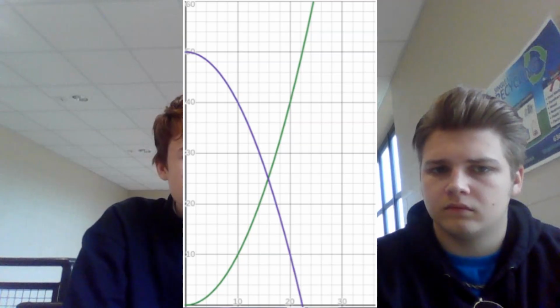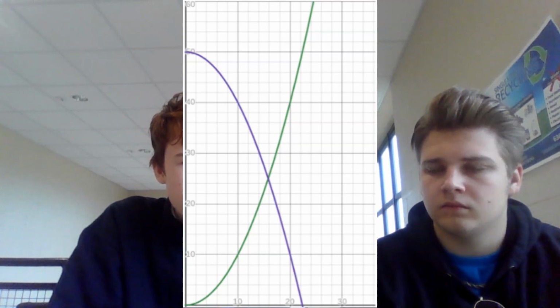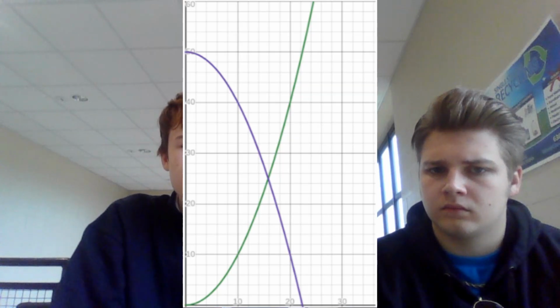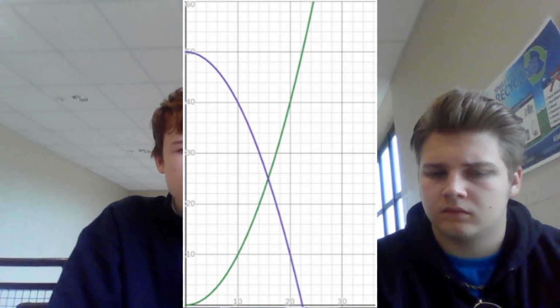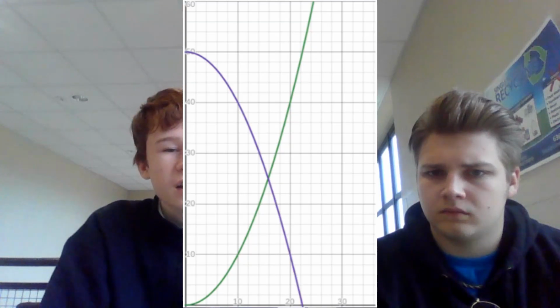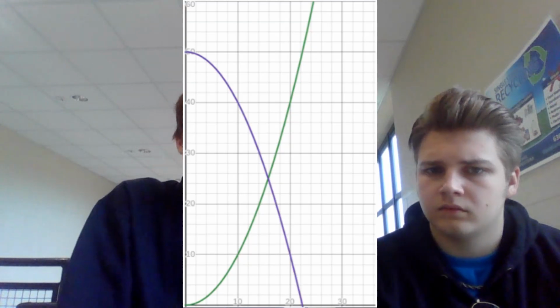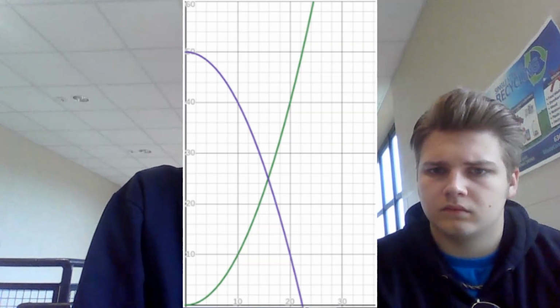y equals 0.1x squared plus 10 can be modeled as the potential energy, while y equals 0.1 squared x squared can be modeled as the kinetic energy. Meanwhile, the total energy is y equals 10 because it never increases or decreases, because energy cannot be created nor destroyed, only moved from one form to another.